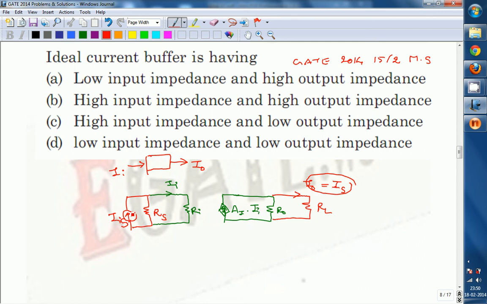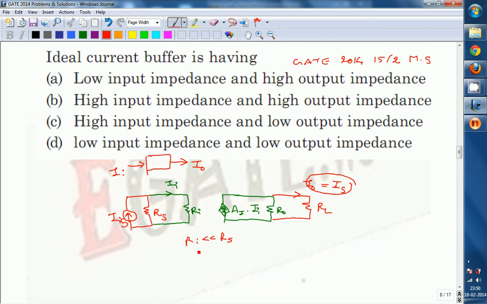We know from the current division rule that more current flows into the lower resistance side. So if you want the total input current to be the same as the source current, RS has to be very large or Ri very small. We cannot assume a condition based on RS, because RS is related to the source, and the source can have any source resistance. What we are dealing with is an ideal current buffer, so we must make a condition with respect to input impedance. So Ri must be very small compared to RS.